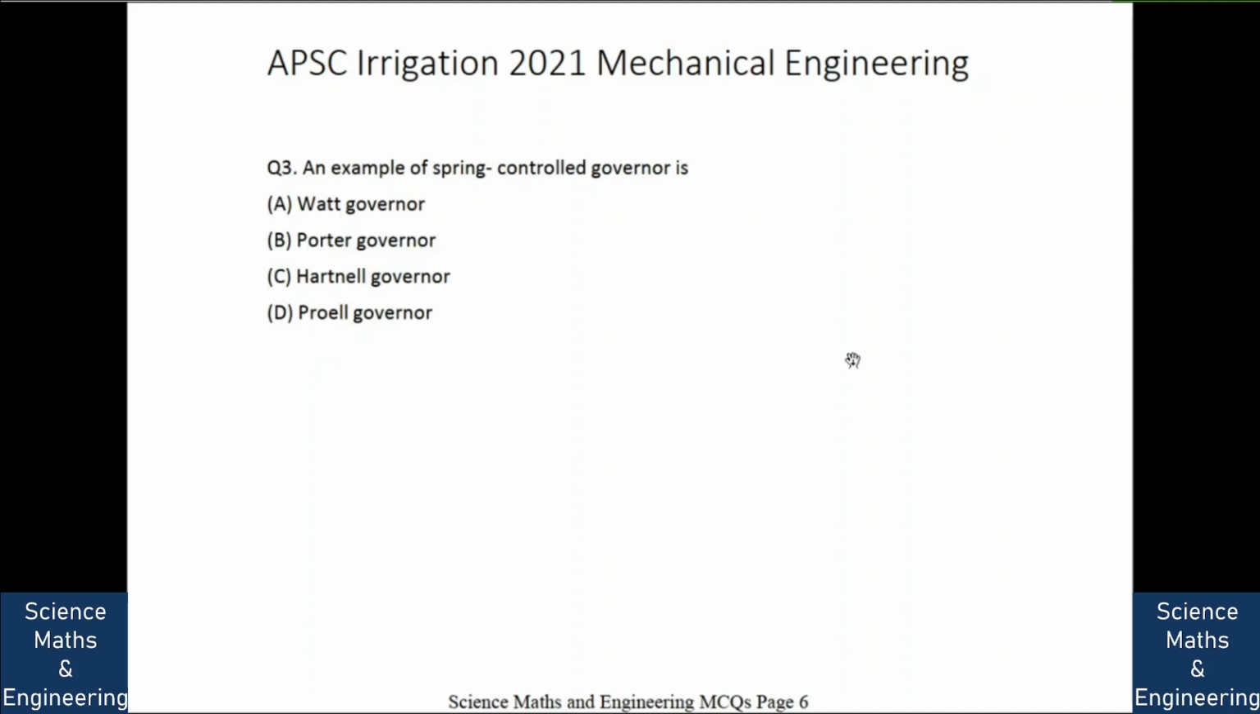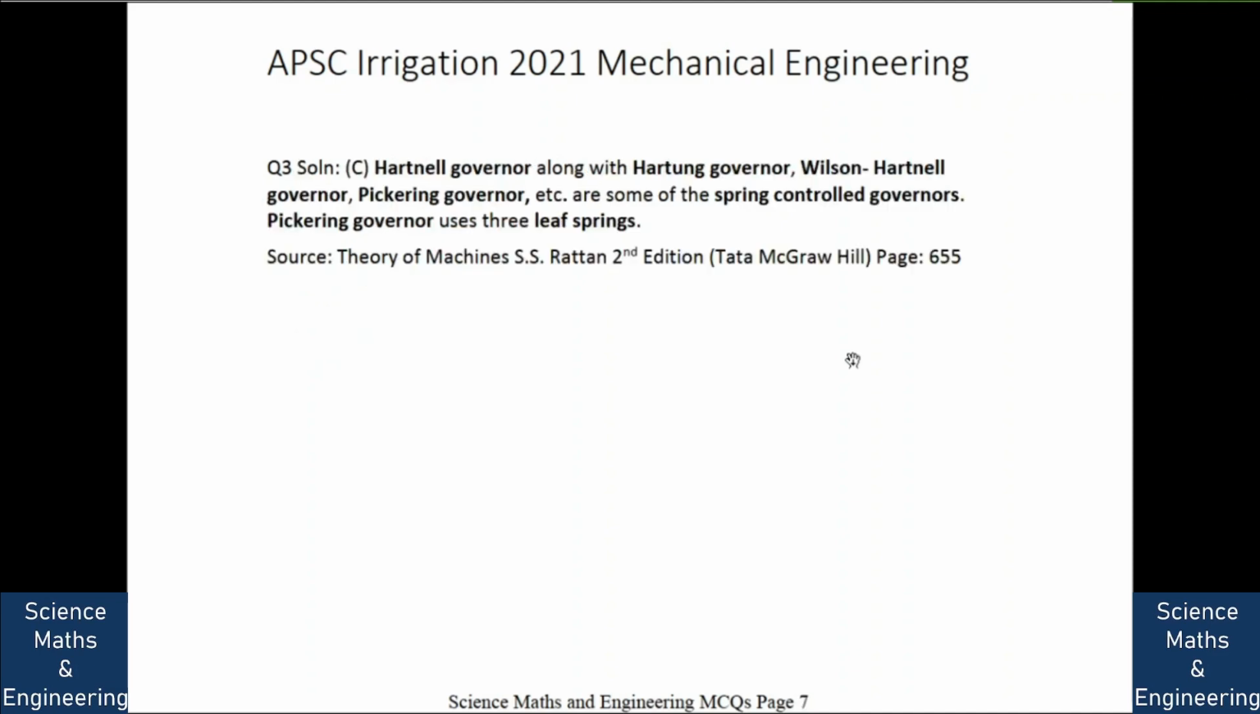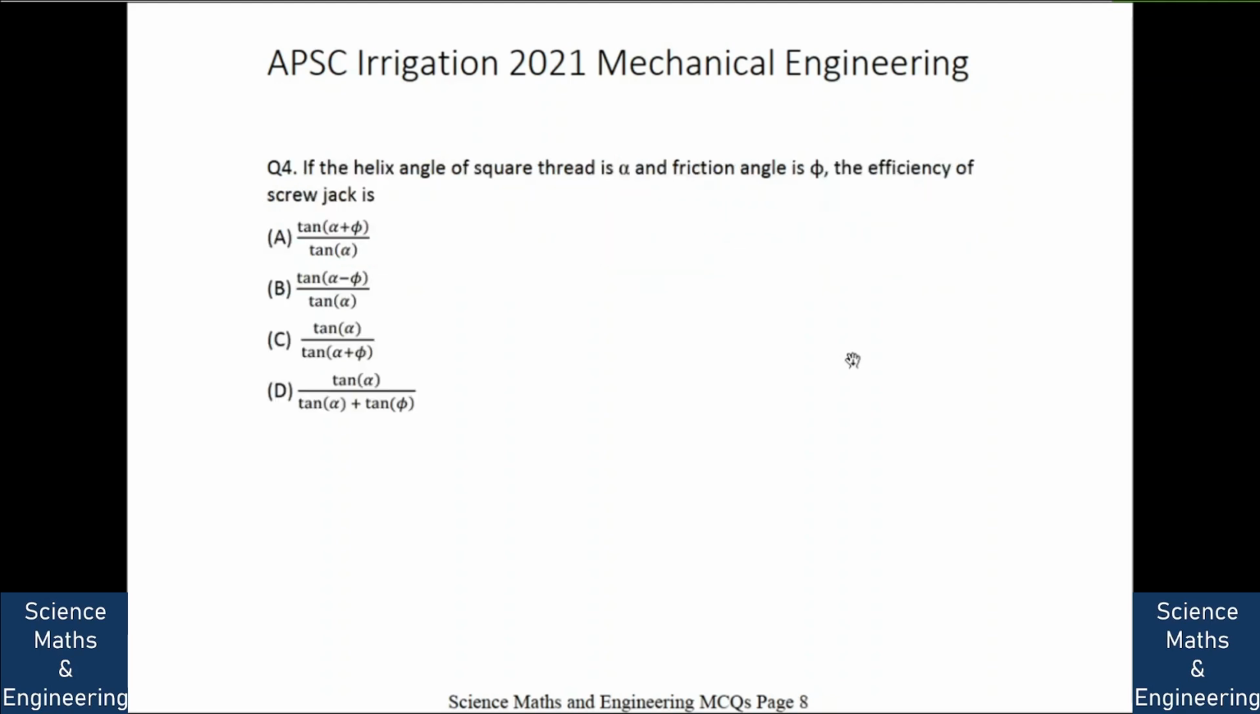So the answer is C. Hartnell governor. Now Hartnell governor along with Hartung governor, Wilson-Hartnell governor, Pickering governor are all examples of spring control governor. Here Pickering governor uses 3 leaf springs. Okay. So we will go to the next question.